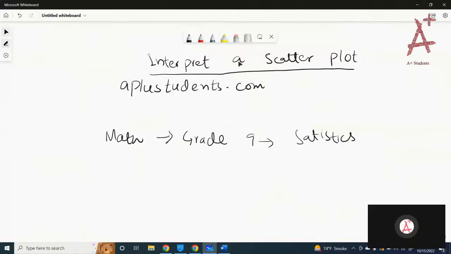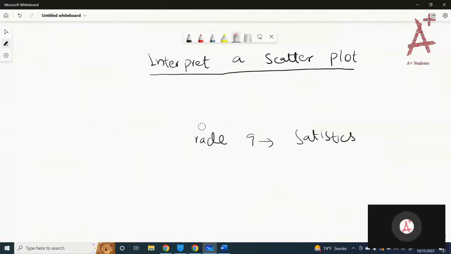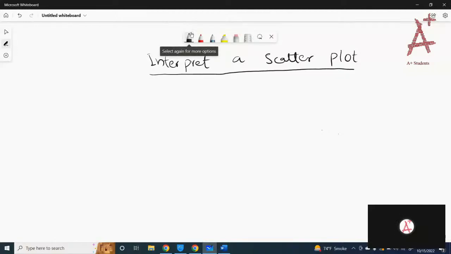So please make sure you have your notebook and pencil so that you can note down important points in your notebook. Got it? So let's start with interpret a scatter plot. So let's start with the scatter plot.